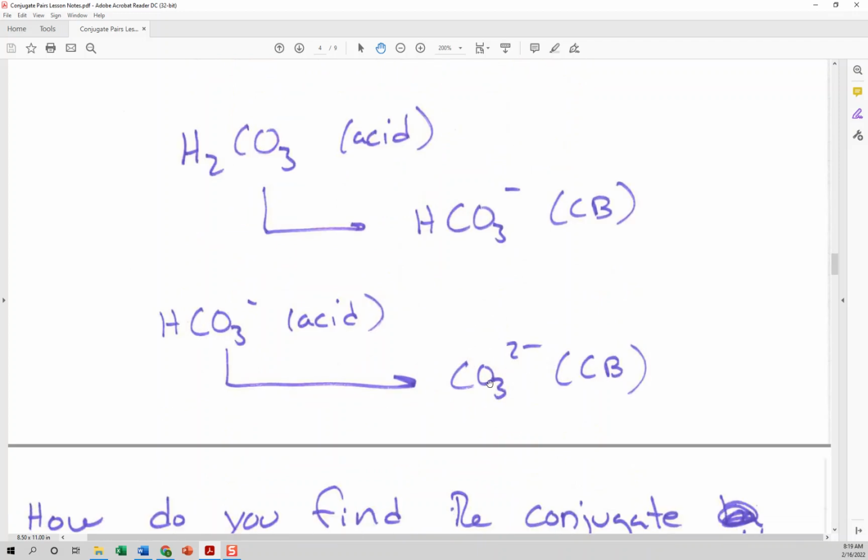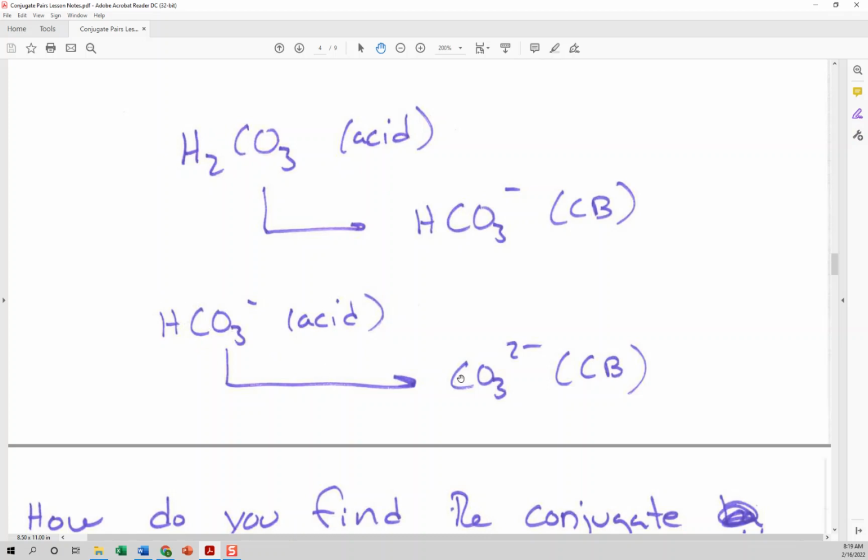So the Kb of carbonate times the Ka of HCO3 minus, hydrogen carbonate, would equal Kw, but then the Kb of hydrogen carbonate, so this acting like a base, times the Ka of carbonic acid would equal Kw. All right. So these two are pairs and these two are pairs, but in this pair, this is the base and that's the acid. In this pair, this is the acid and that's the base.